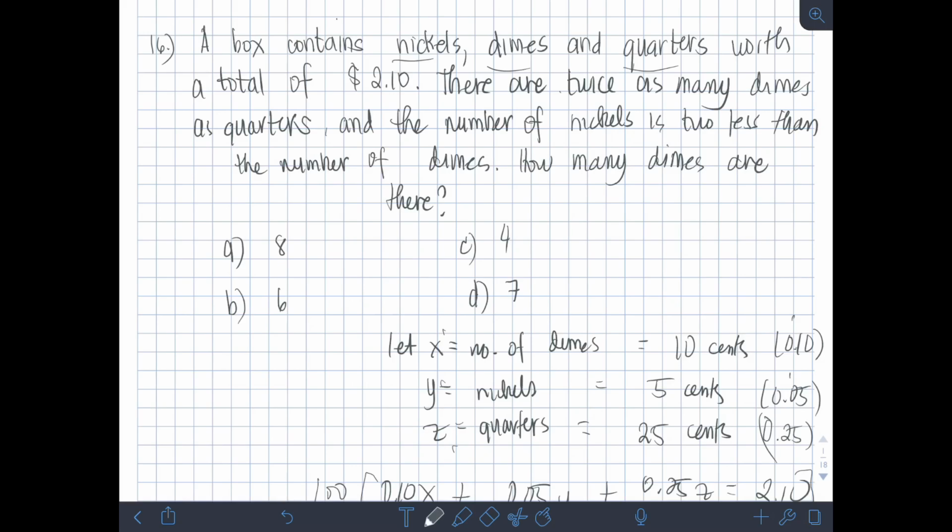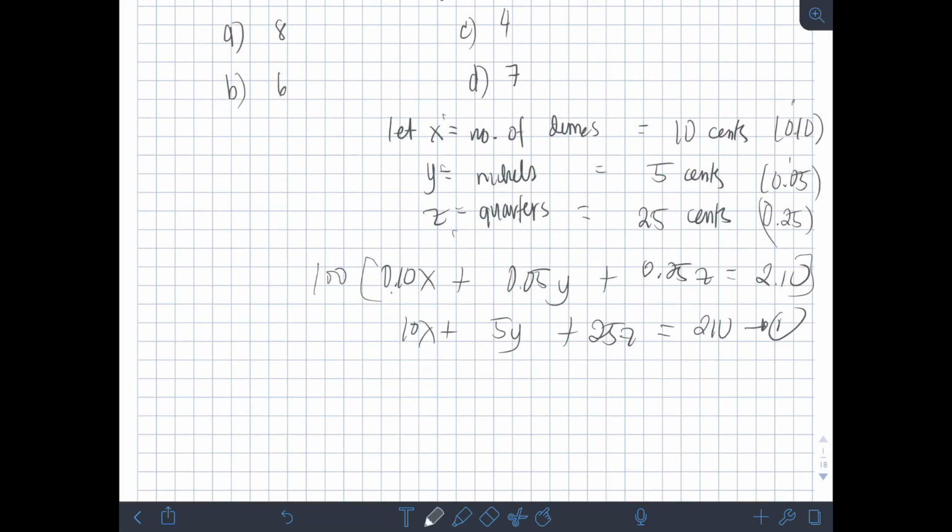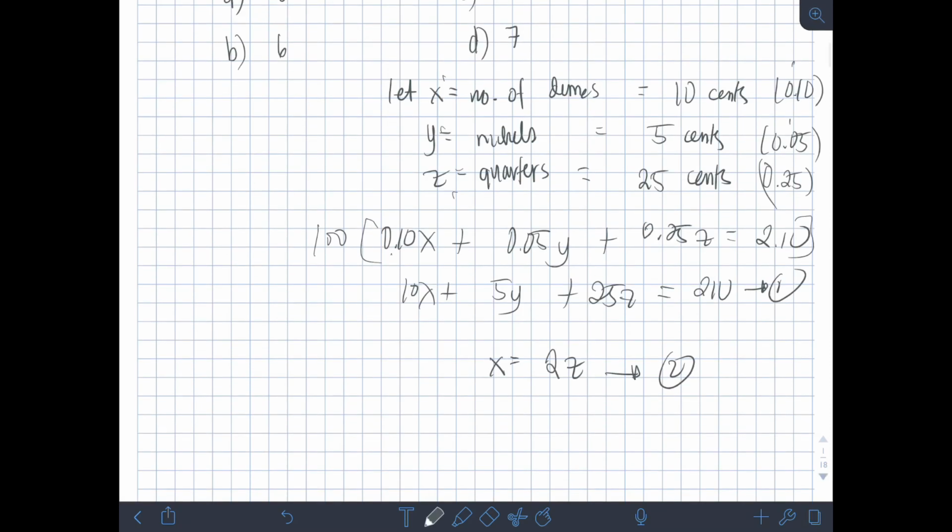Equation 2, punta tayo dun sa second statement. There are twice as many dimes as quarters. So, yung number daw nung dimes, which is x, is twice nung quarter, which is z. So, x is equal to 2z, equation 2. Or gawin natin yung standard form. So, transpose natin tong 2z sa kabila, magiging x minus 2z is equal to 0, equation 2.